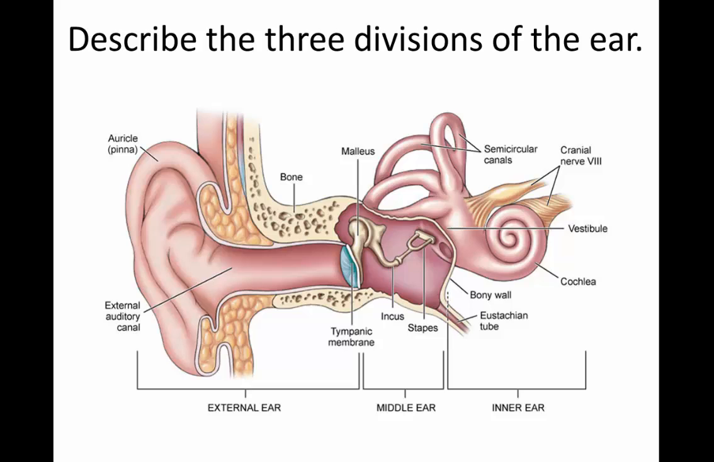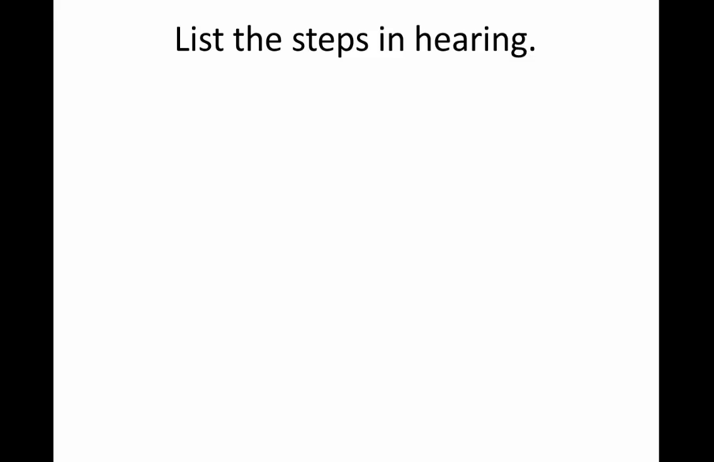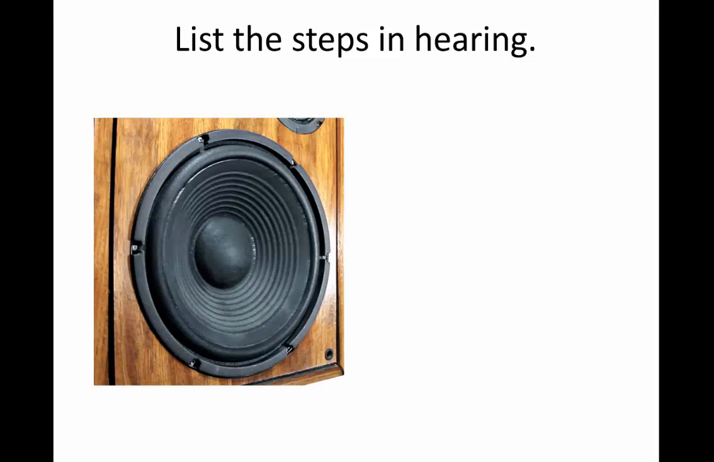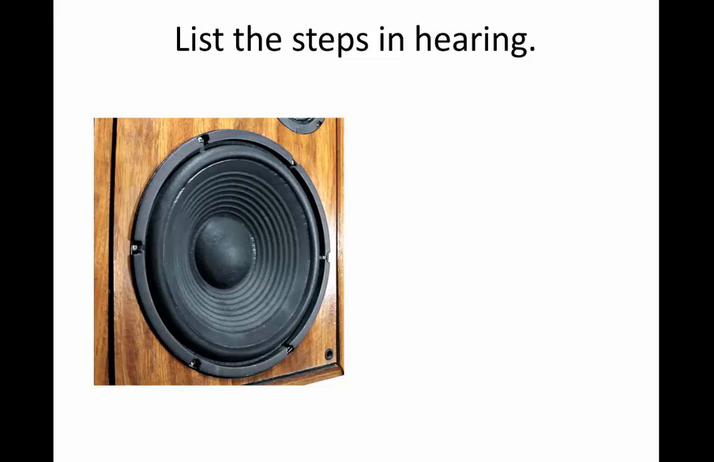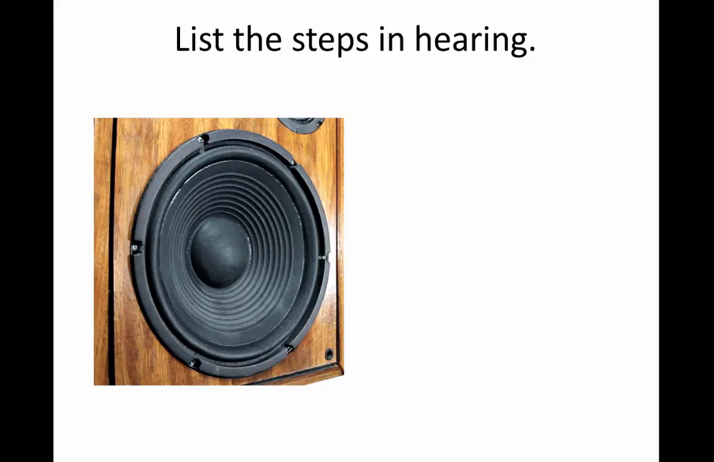How does our ear actually translate sound into nervous impulses? Let's look at the steps in hearing in order to understand this process. Let's start by talking a little bit about sound. Here we have a speaker, and the reason I put this in the slide here is to show you how a speaker actually works. The speaker is moving in slow motion, and ultimately the speaker is actually vibrating, moving back and forth. That's because sound is created by movement of air particles.